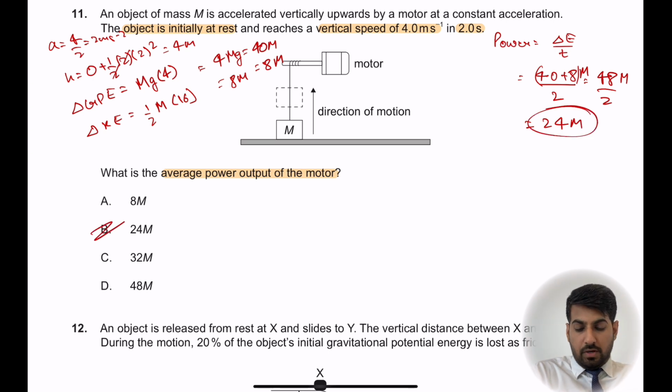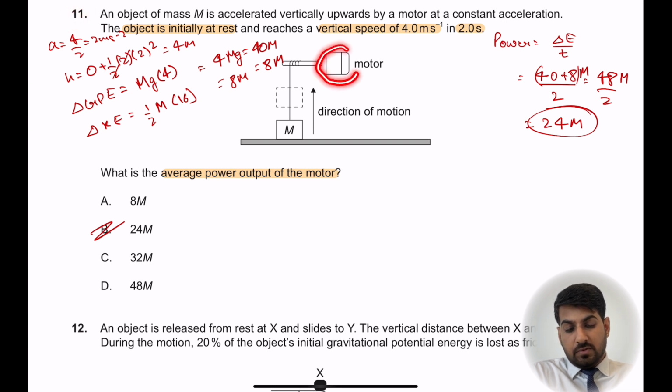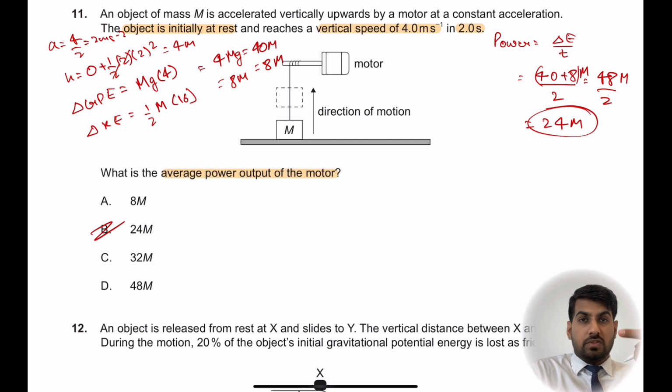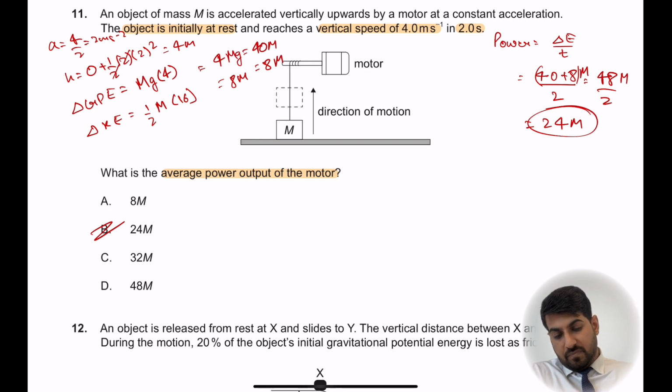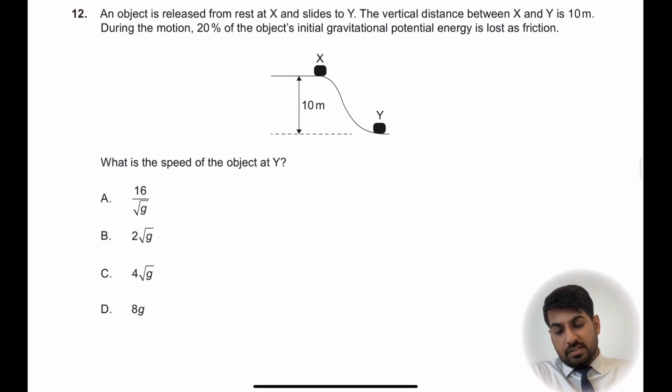So I hope you have got a better understanding of question number 11. Always think in terms of motor. The motor is doing some form of work in order to raise the object. That is the power output. And that work is equal to the energy gain. So energy is gained in terms of gravitational potential energy plus kinetic energy, as it is raising its height and also accelerating upward. All these questions are past year paper questions, guys.